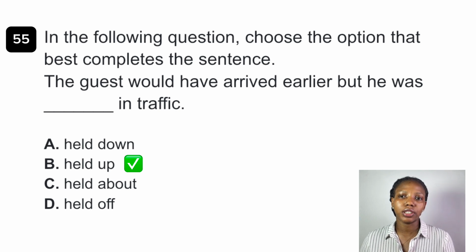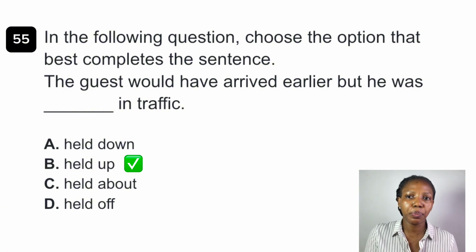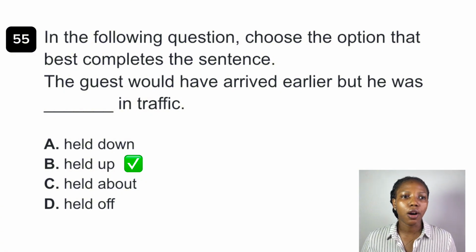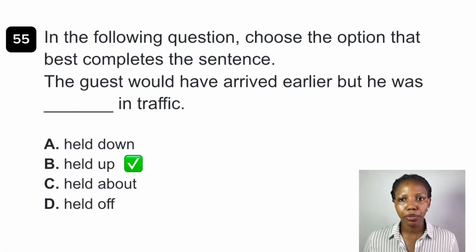But when we speak of held down, it is to restrain. So you picture someone preventing another person from moving. Held about does not exist as a phrasal verb. Option D, held off, means to delay your action or decision until a later time. So the answer to this question is option B, held up.